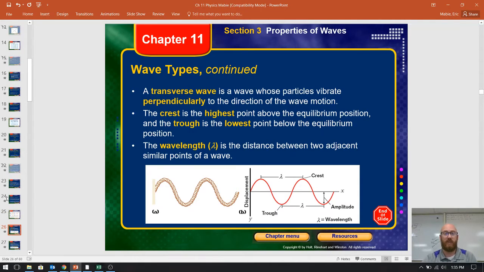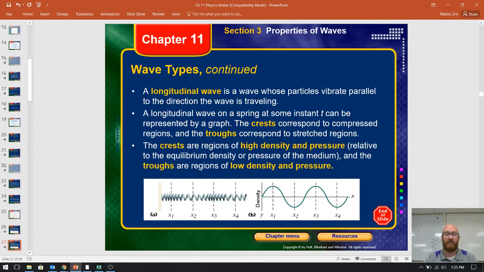A transverse wave is basically the wave you think about, crest going up and down, a rope being a slinky, anything like going up and down. So again, crest, high point, trough, low point, wavelength is the difference between two adjacent points. Hopefully this is not new. Hopefully it's not shocking because that's like middle school science.